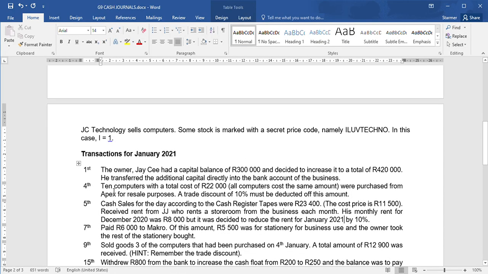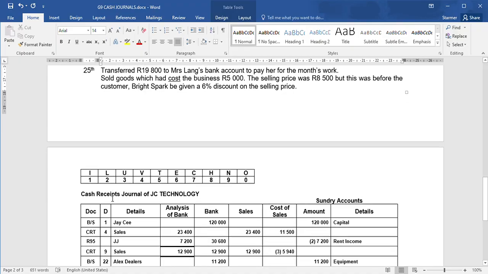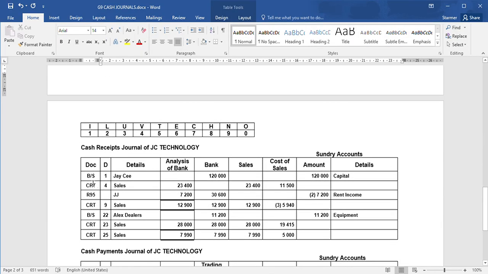Right, the transaction for January, the first transaction here. The owner JC had a capital balance of 300,000 and wanted to increase it to 420,000, and the additional capital was transferred directly into the bank account of the business. So the business is receiving money here. The source of your information would be your bank statement. The person paying you is JC, and the amount of money you receive is 120,000, and that was for capital.